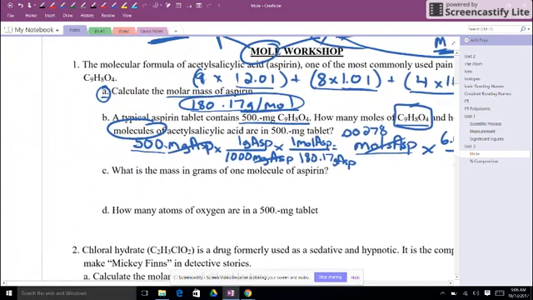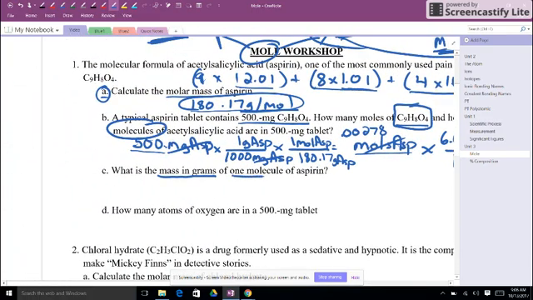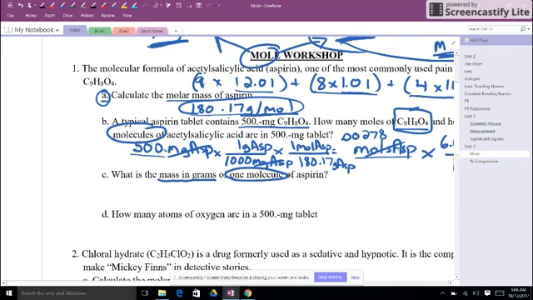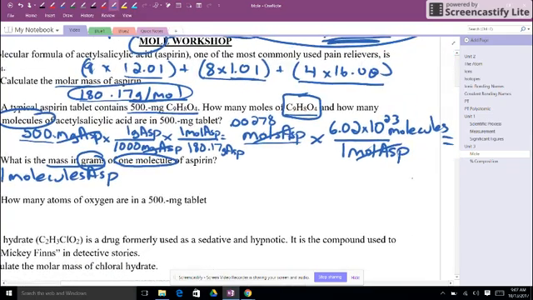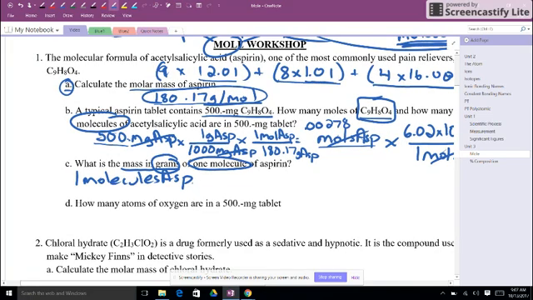Okay, let's continue. What is the mass in grams of one of these molecules of aspirin? So we are given information that we have 1 molecule, and we're asked for grams. So we have 1 molecule of aspirin, starting information, and we have grams of aspirin as our destination. Now here we are going to say that there are 6.02 times 10 to the 23rd molecules of aspirin in 1 mole of aspirin.